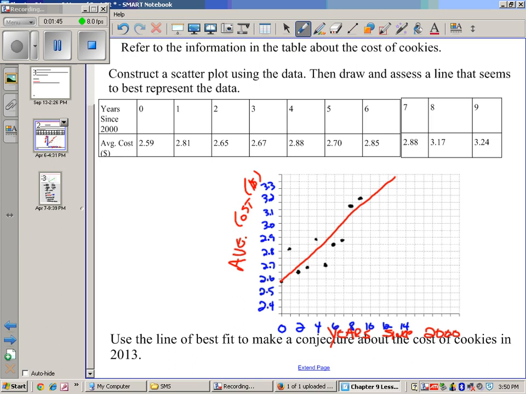Okay, now let's look at our question. Once again, use the line of best fit to make a conjecture about the cost of cookies in year 2013. I'll look at my plot here. 2013 is right on this line. Let's go all the way up, and right about there is where it intersects. That's 3.30, I'd say, right around year 2013. Cookies cost maybe right around $3.50.